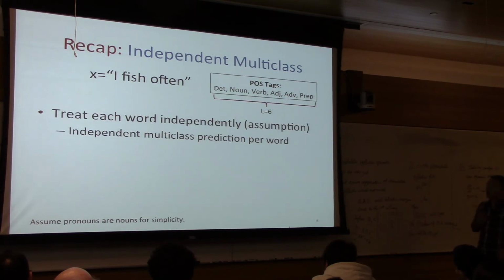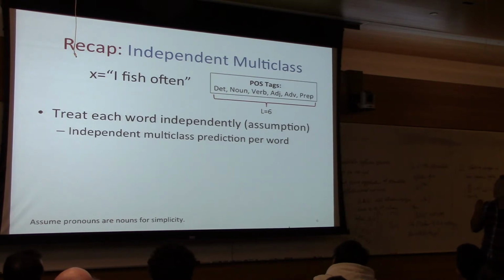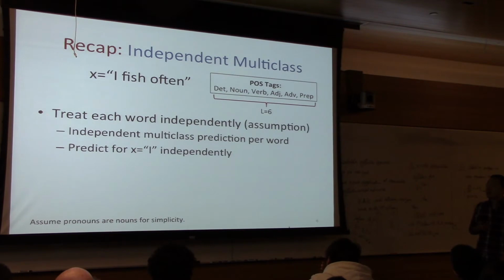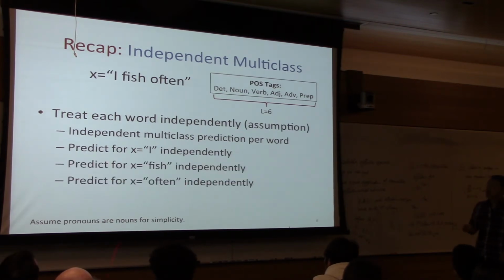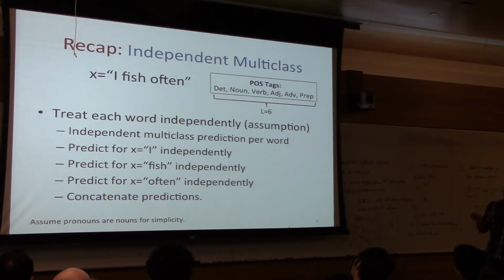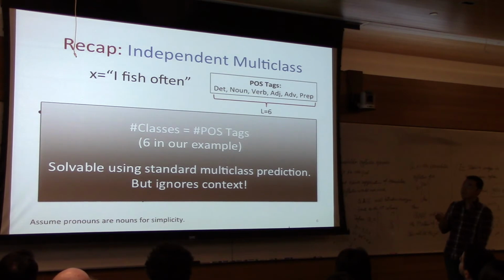As a recap from last week, the other alternative is to forget about the fact that this is a sequence prediction problem and just simply predict on each word in the input sequence independently to an output sequence, right? So predict for I independently, predict for fish independently, predict for often independently. Each one of these is now a 6-class prediction problem, right? And you have a string of 6-class prediction problems, which is now a tractable problem, and then you concatenate the predictions. So the number of classes equals the number of part of speech tags, 6 in our example, solvable using multi-class prediction.